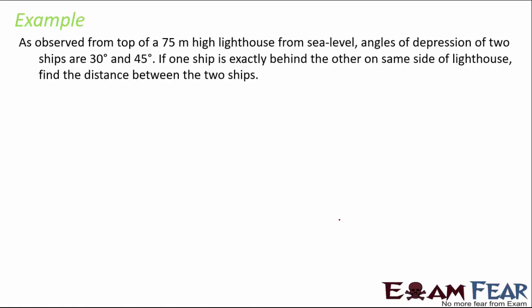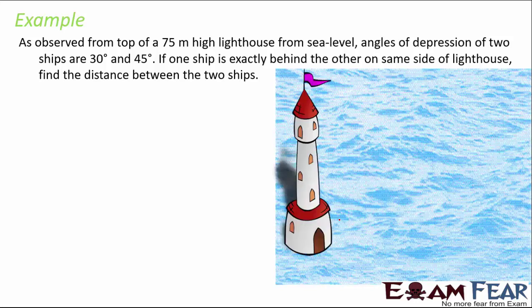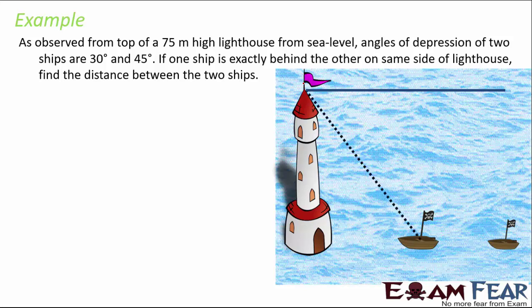Moving on to the next question. As observed from the top of a 75 meter high lighthouse from sea level, the angles of depression of two ships are 30 degrees and 45 degrees. So this is the sea, this is the lighthouse. Now when you observe from the top of the lighthouse, there is one ship, and this is another ship. So we see that the angle of depression, because now you are seeing from the top, is this. So this is for 30 degrees and 45 degrees respectively. So this is 30 degrees and this one is 45 degrees.